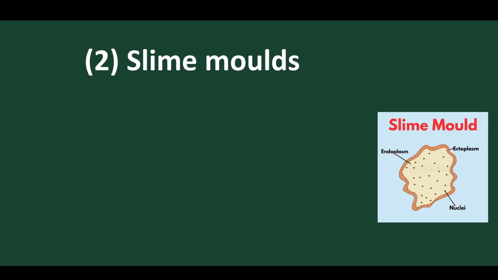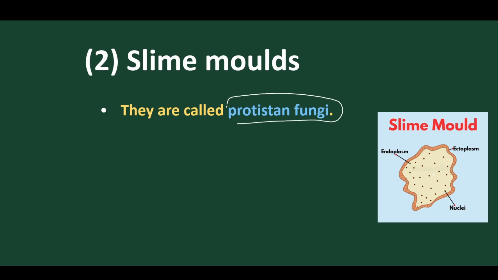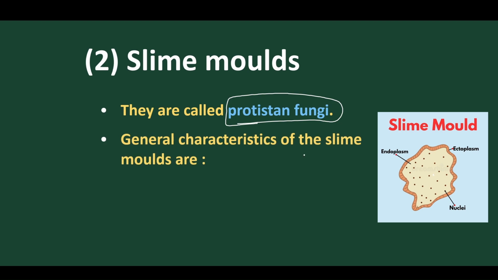So this is the slime mold, with small nuclei present within it, and this is the plasmodium-like structure. So these slime molds are called protistan fungi.